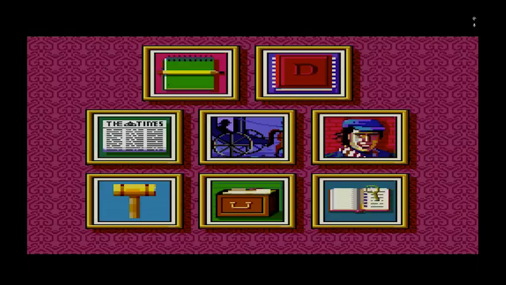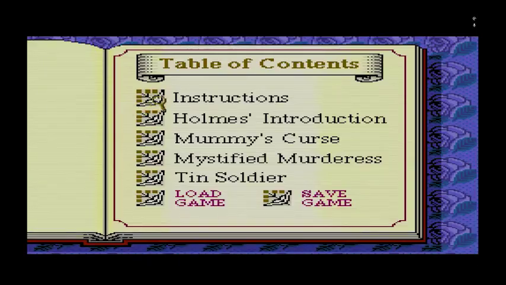Okay, so let's have a look. I think this is to get back. Yes, okay. Table of contents. Let's see. Holmes's introduction.